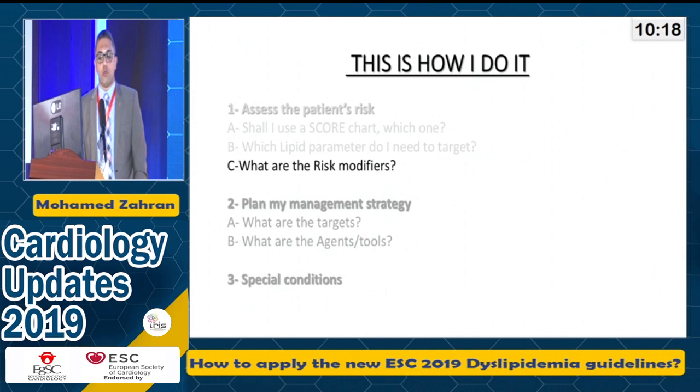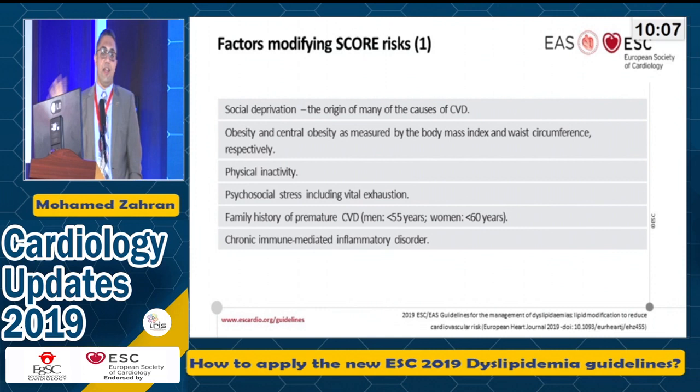Question number 3, what are the risk modifiers? There are factors modifying the score risk, and if you search these factors, you will find why Egypt and other similar countries were included in the very high-risk population, where even the high-risk score chart underestimates our risk as Egyptians.